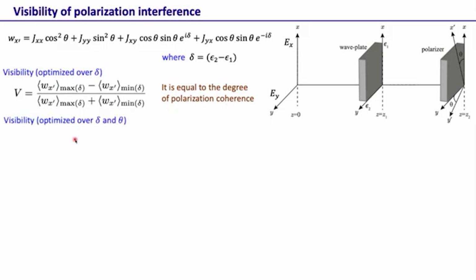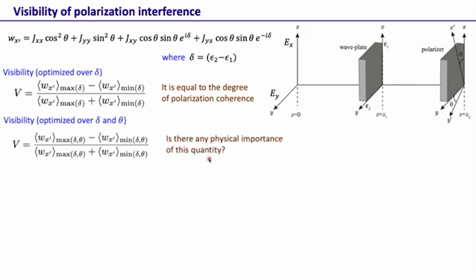Now, in this case, we ask this question: what happens if we actually optimize the visibility over delta and theta? For example, that visibility, if we define it as this Wx prime maximized over delta and theta, minus Wx prime minimized over delta and theta, and this Wx prime max and min here, then this is also visibility. So, is there any physical interpretation to this visibility or to this quantity?